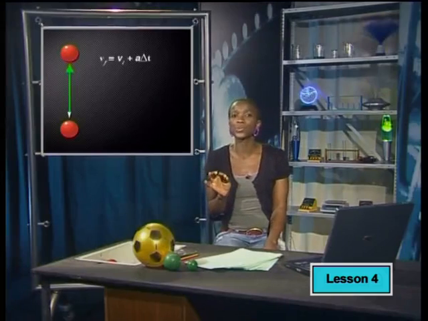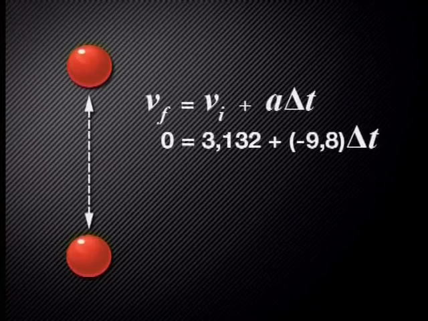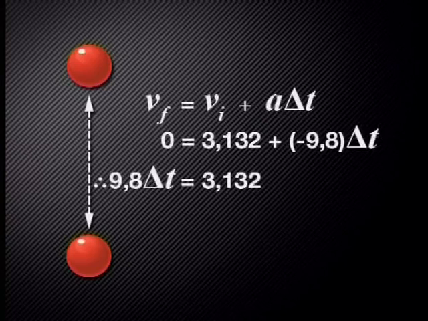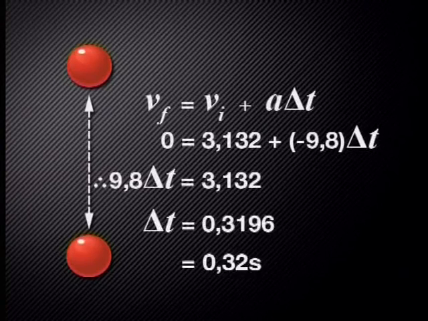Substituting in the values we know, 0 is equal to 3.132 plus negative 9.8 times delta t. Therefore, 9.8 delta t is equal to 3.132. Dividing by 9.8 on both sides leaves us with a value for time of 0.3196, which we can round off to 0.32 seconds, correct to 2 decimal places.